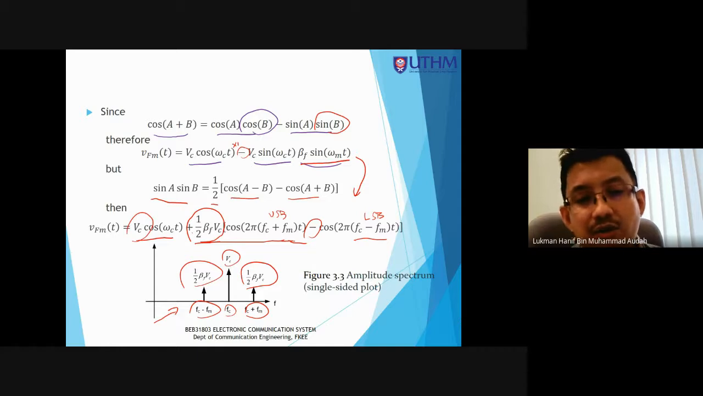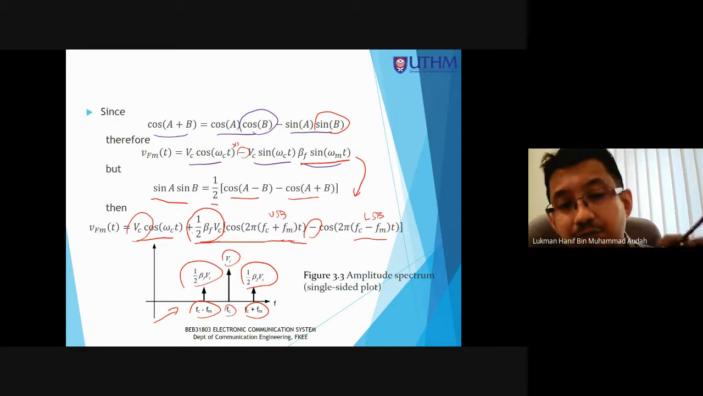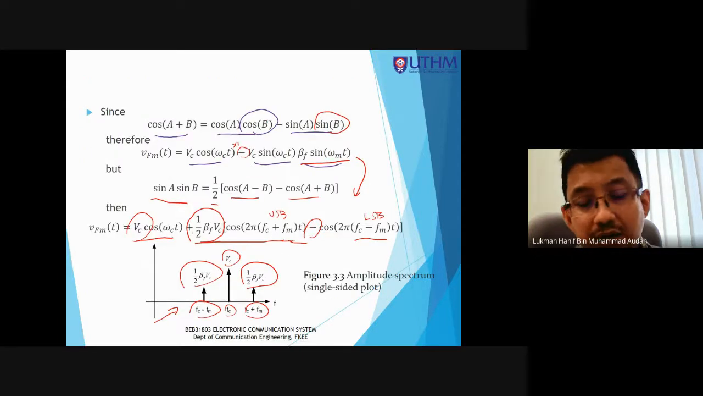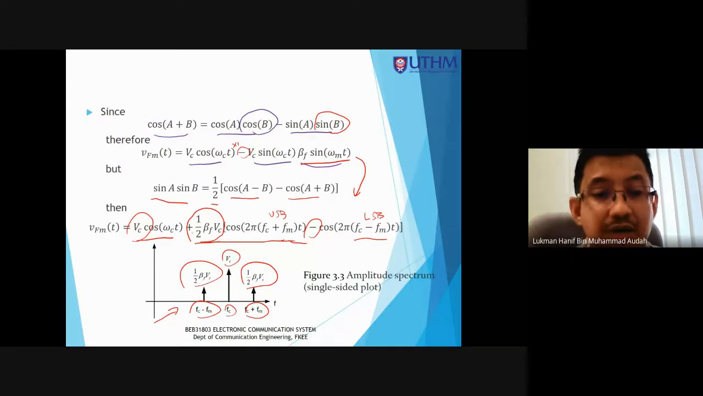Nampak. When we want to draw the frequency spectrum, we need to know the complete equation first. Then we can draw. Don't straight away jump to drawing. Jangan terus lompat kepada drawing. You perlu faham apakah dia punya equation terlebih dahulu. Okay. So up to here, if you have question, you can ask.